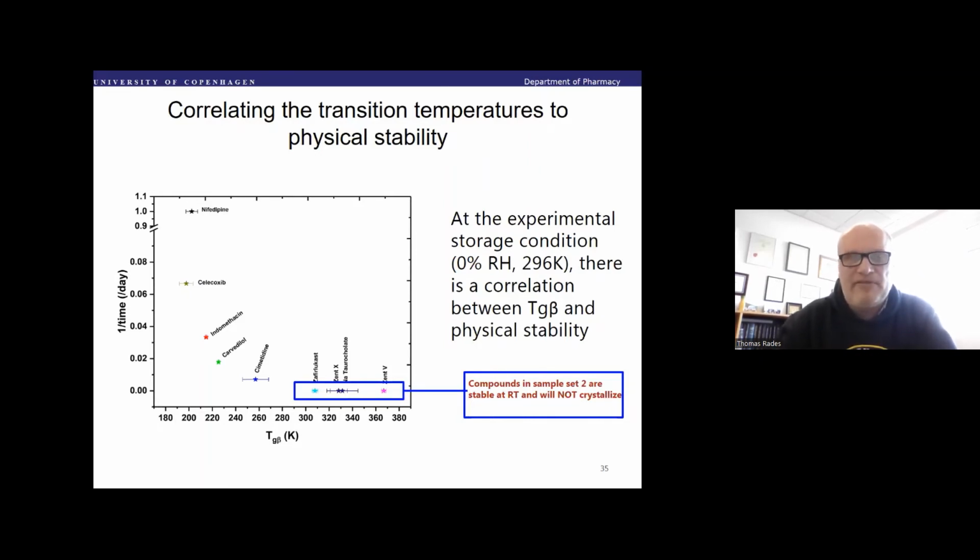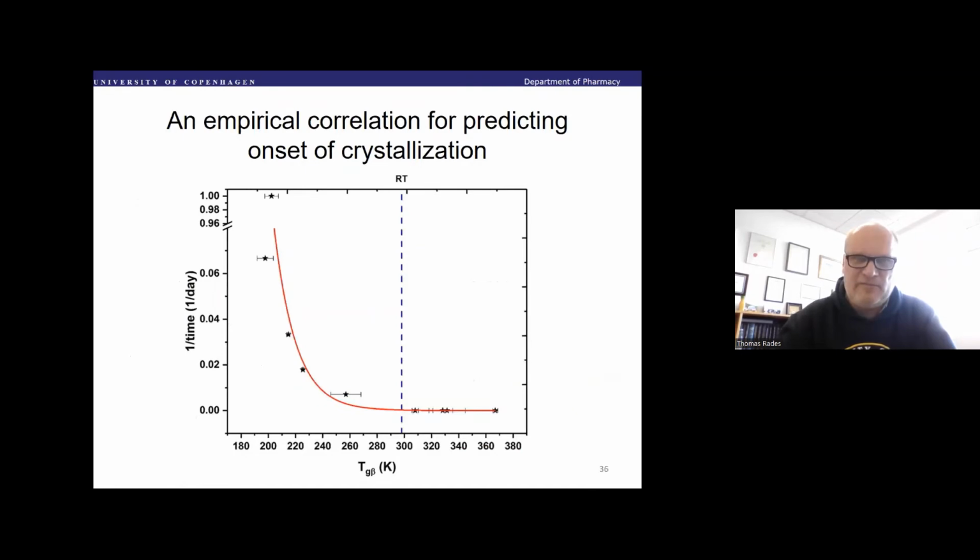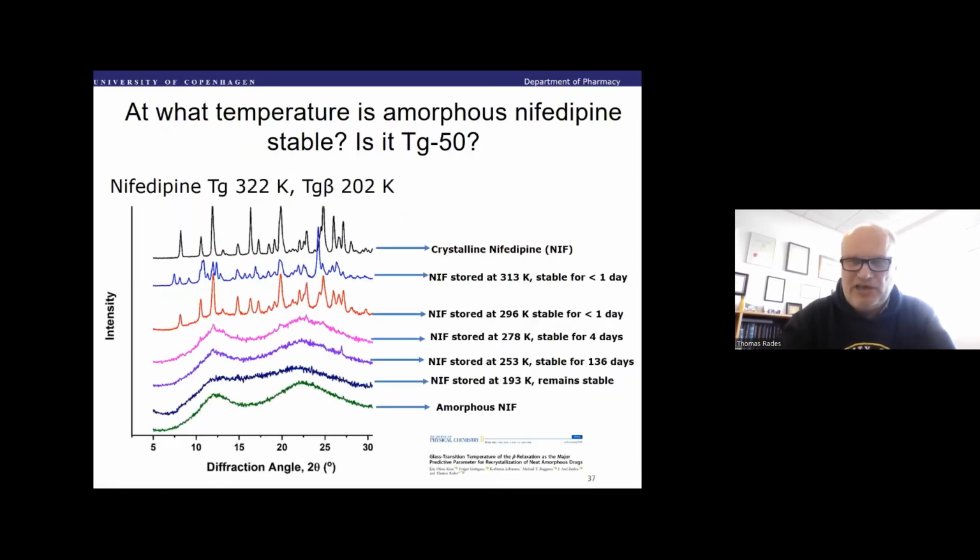You may remember this famous Tg minus 50 rule that hangs around. Maybe this is the basis for it. It's not strictly true. It is sometimes true, depending on where the beta relaxation lives. And then we can fit an empirical function to determine the stability of an amorphous material, for instance, at different temperatures.